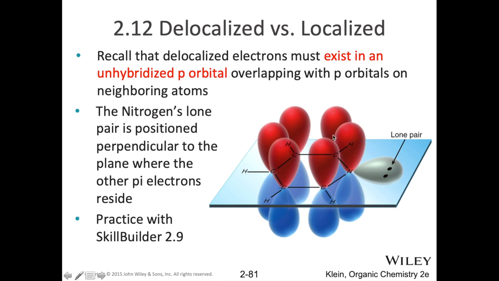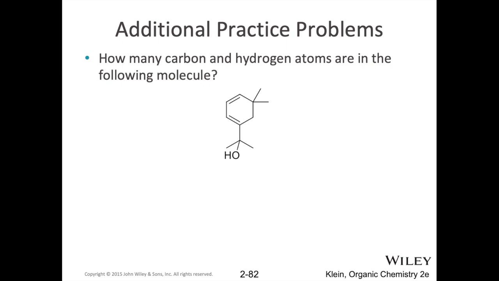So the key thing I want you to get out of this is to think about where the p orbitals are on your atoms and realize that in order for electrons to be delocalized, they have to be in those unhybridized p orbitals. And that's it for this chapter.